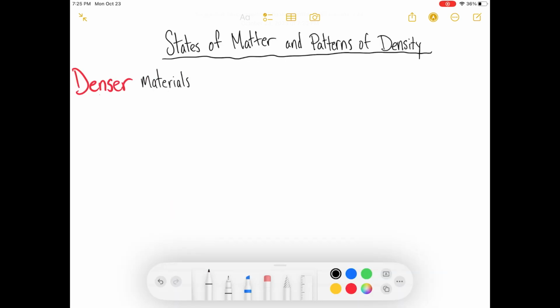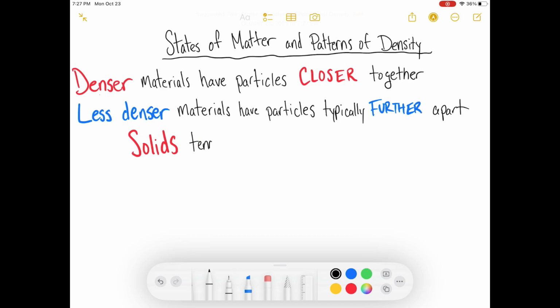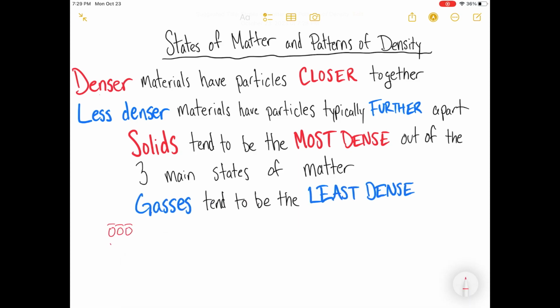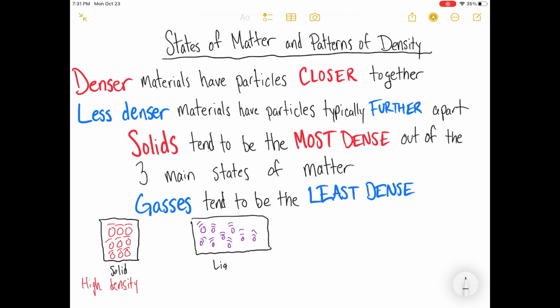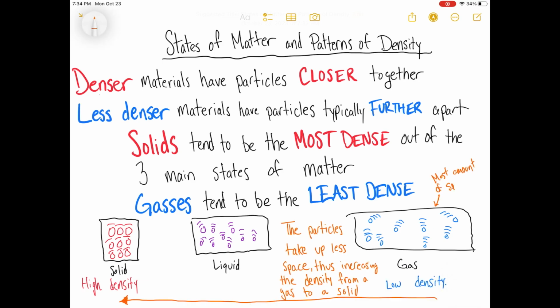There are patterns between the states of matter and density. Denser materials tend to have particles closer together, and less dense materials tend to have particles further apart from each other. So, for example, solids, where the particles are closer together, tend to be a lot denser compared to gases, where the particles are far, far away from each other. We can see this pattern in the visual right here. In solids, the particles are super close together, and as we progress to gases, the particles are much further apart, taking up much more space, even though there is the same amount of mass. That is why the density in gases is much less compared to solids, because the same amount of particles are taking up more space, therefore creating a much lower density.